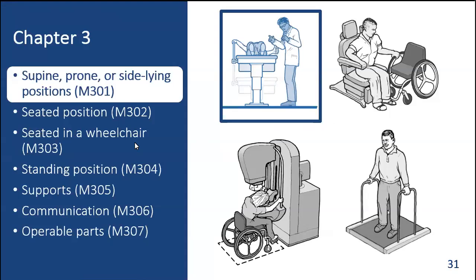We begin with M301, diagnostic equipment used by patients in supine, prone, or sideline positions, which is indicated on this slide by an illustration highlighted in blue of a patient lying on their back on an examination table and being attended to by a healthcare worker.